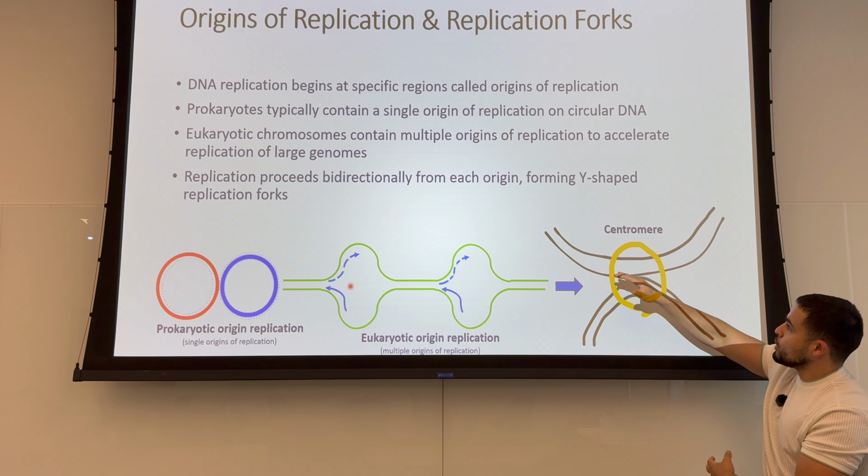So you can either add them over here or here, but you cannot add them to the 5' end. That's just the nature of how DNA polymerase works. So let's take a look at how this applies to replication.